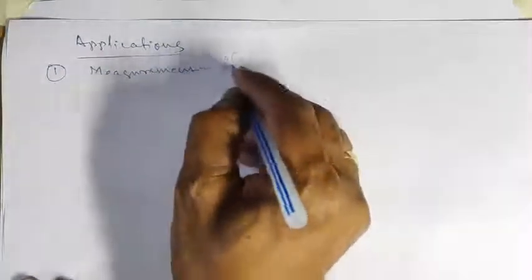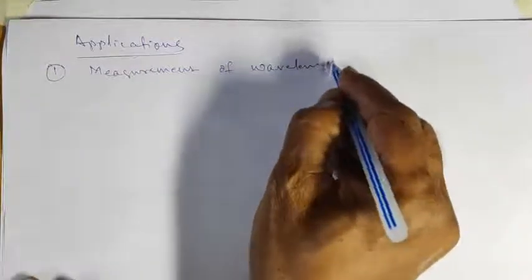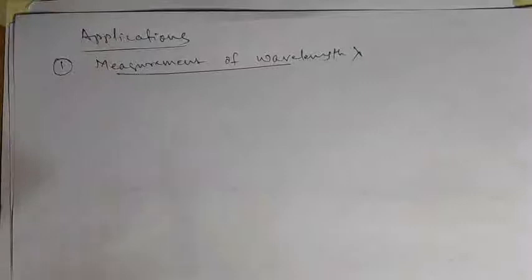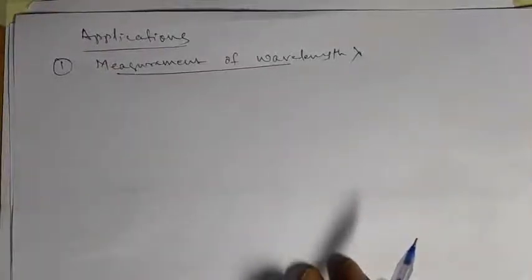Measurement of wavelength, unknown wavelength, lambda. So we can find out the wavelength of monochromatic light with the help of Michelson interferometer. In this experiment, the monochromatic source whose wavelength is to be determined is kept at S.